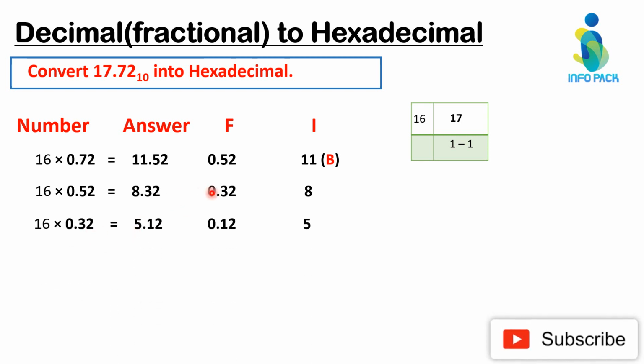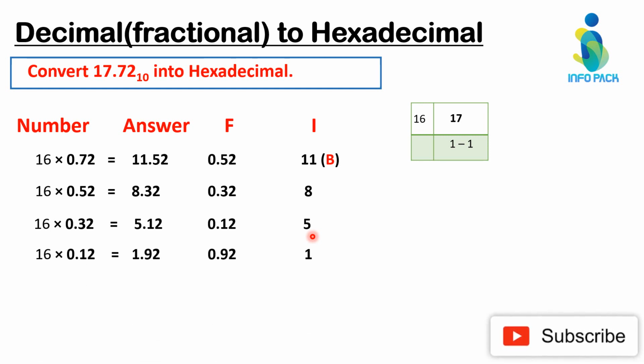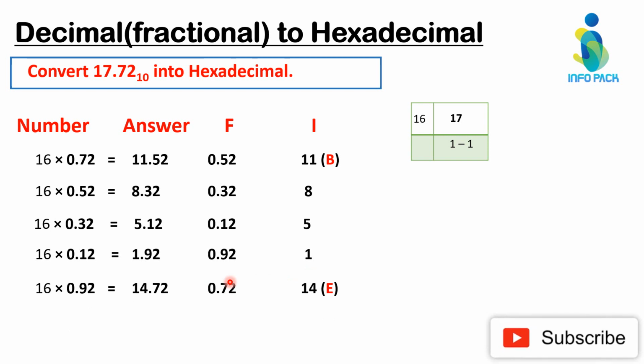So again multiply the 0.32 with 16. Here is the answer, and the fractional part is 0.12 and the integer part is 5. Again we will continue this, and now the answer is 1.92, the fractional part is 0.92, the integer part is 1. So we will continue this multiplication, and now notice that here 11.52 is repeating again. So we will stop here and write the fractional result.